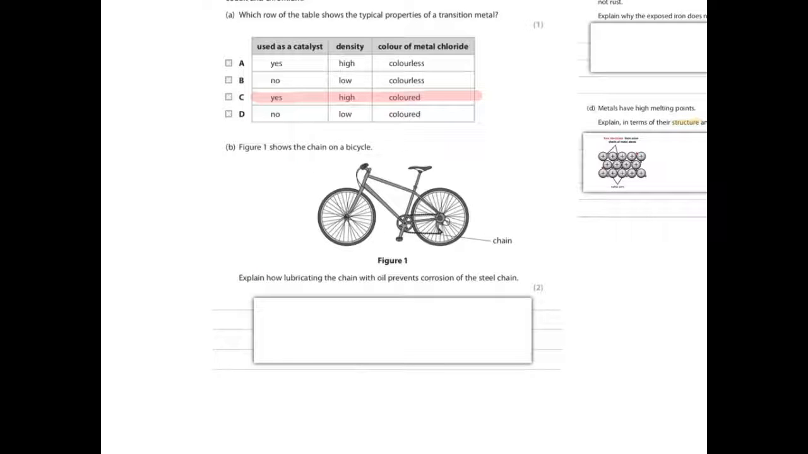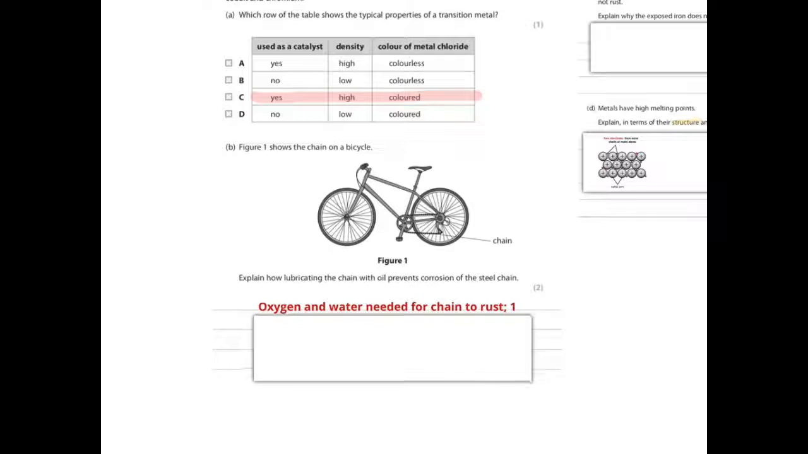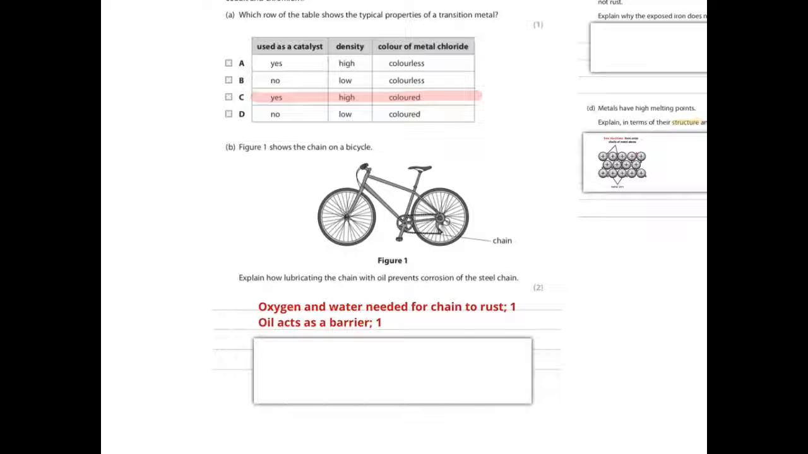Figure 1 shows the chain on a bicycle. Explain how lubricating the chain with oil prevents corrosion of the steel chain. So, corrosion is obviously when water and oxygen get to the iron and cause rust. So oxygen and water are needed for the chain to rust, and we know that oil doesn't mix with water. So oil acts as a barrier to oxygen and water.